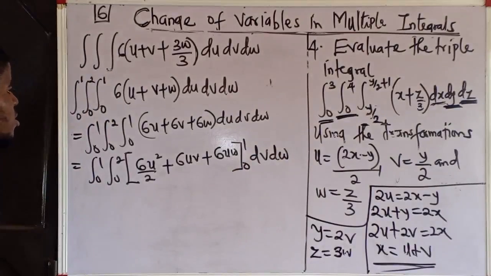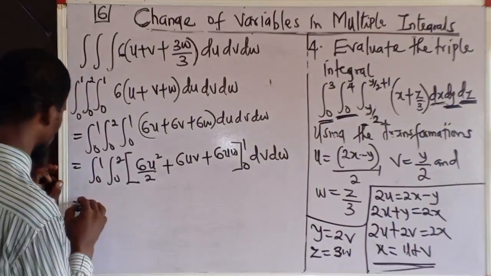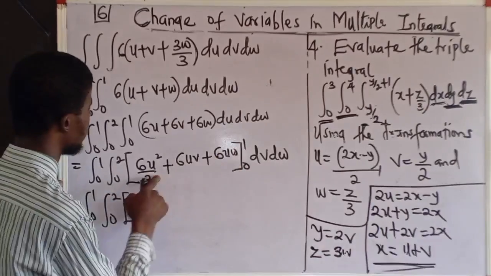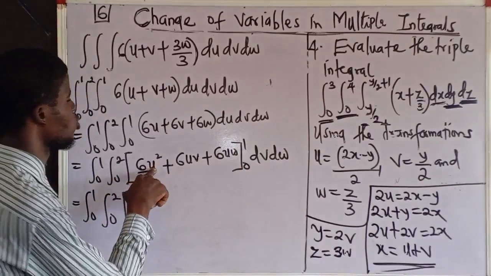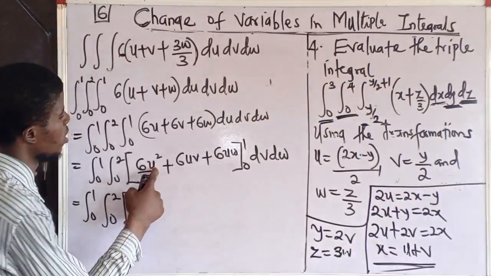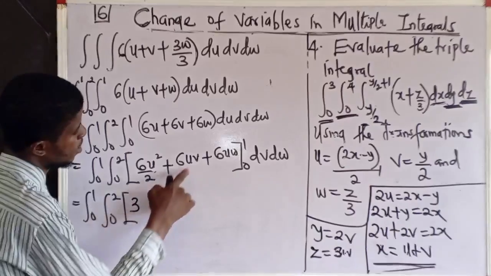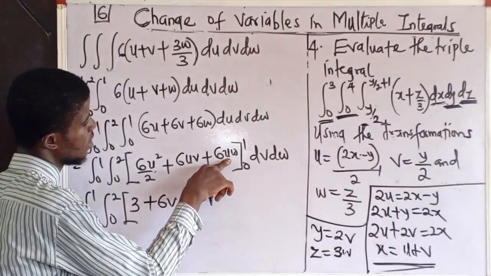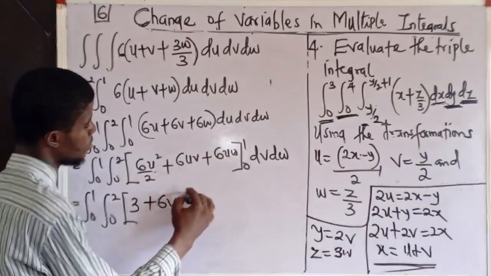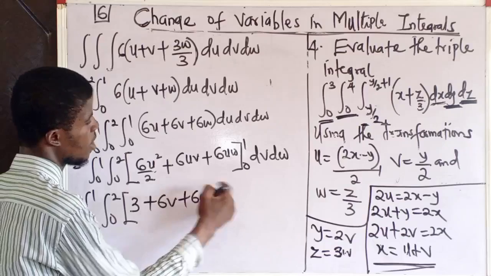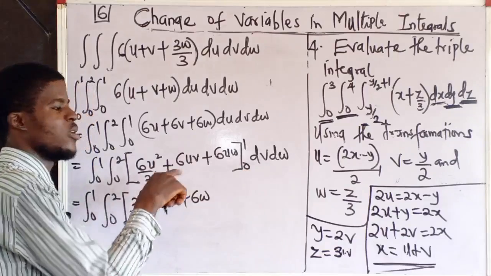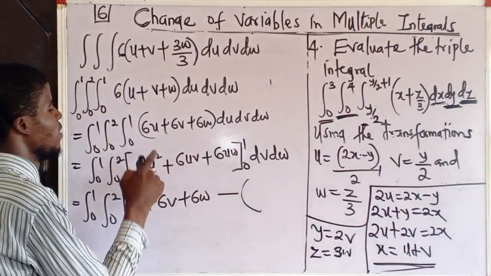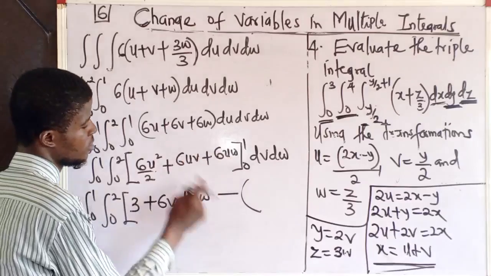So let's plug in the limits now for u. If 1 enters for u, 1 squared is 1, so 6 over 2 is 3. If 1 enters here, we'll be having 6v. If 1 enters here for u, that will be 6w. If I plug in 0, the lower limit, everything becomes 0. So there's no need for that.